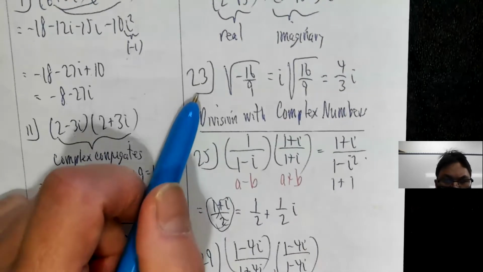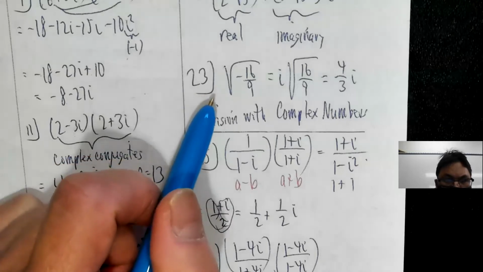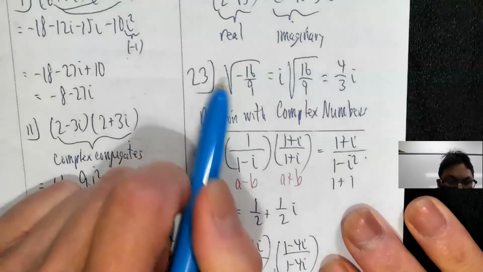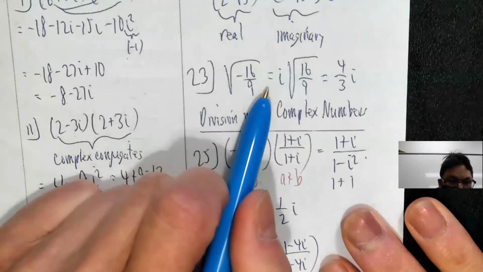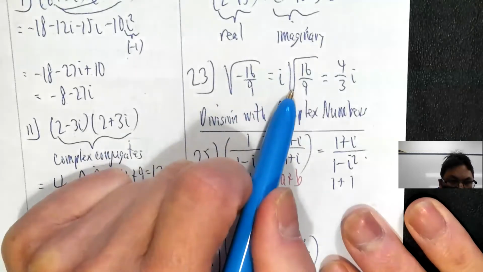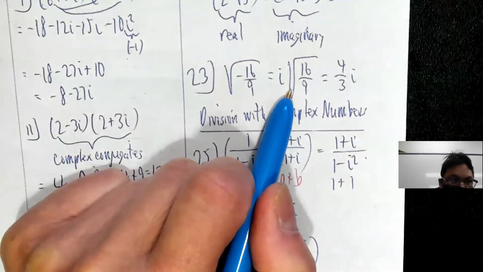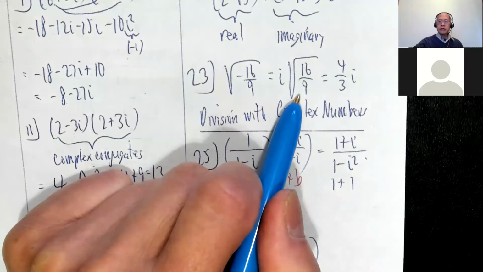All right, moving right along. 23, square root of -16/9. So when you have the square root of a negative, immediately make it come outside as an i. So imagine this minus sign, bring it outside, stand it up as an i times radical 16/9. So now I just have the square root of 16/9. That's easy. Square root of 16 is 4. Square root of 9 is 3.